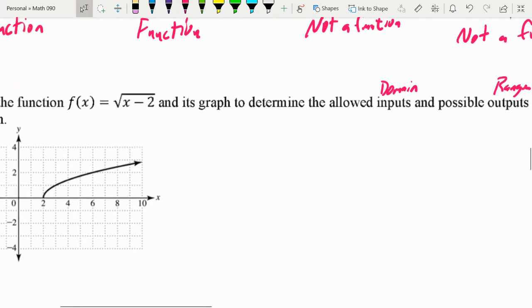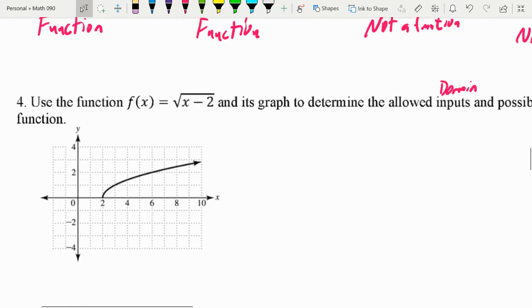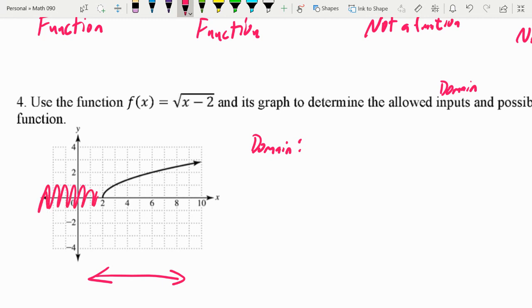So for number 4, the domain. Remember, domain is going to go left and right. Is it going to be all real numbers? No, because do I have anything over here? There's nothing over there. So this one actually has a starting spot.